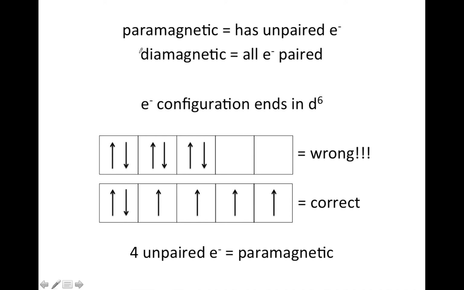A couple of quick definitions. Paramagnetic means the particle, either the atom or the ion, has unpaired electrons, and diamagnetic means all electrons are paired.